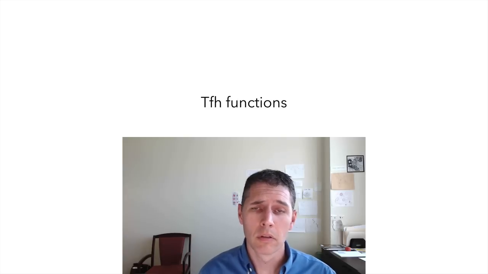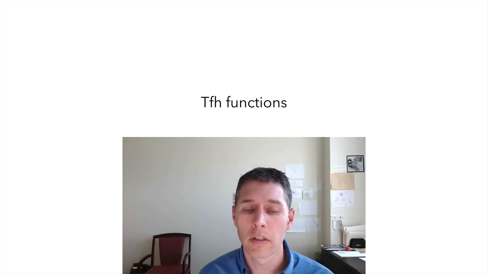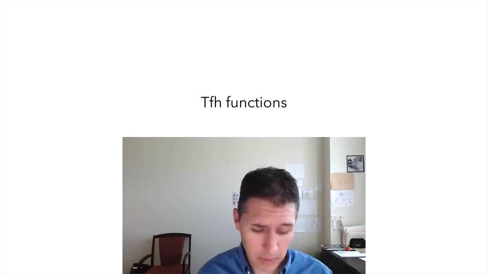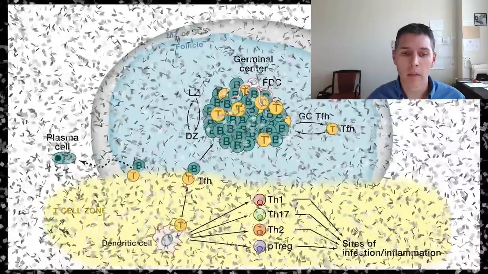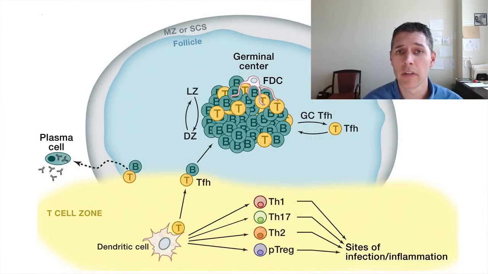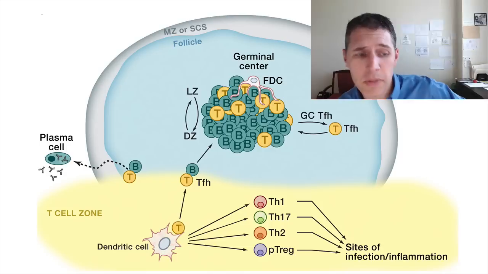TFH functions. TFH are responsible for T cell help to B cells, and the most prominent role of TFH cells is their necessity for germinal centers. The germinal center is the primary site of affinity maturation of B cells, as well as important for extensive proliferation of B cells and the production of memory B cells and long-lived plasma cells.